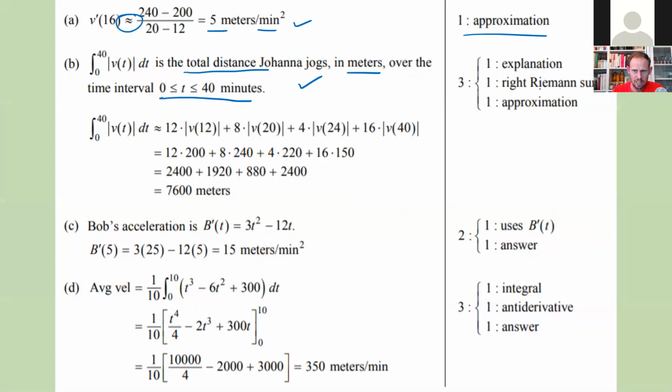We're pretty close enough. Right Riemann sum, so then we did the right Riemann sum. That's this line right there. And then the approximation, basically anywhere from here on down would count for the approximation. So it looks like we had all the right things there. I just wasn't going to work all those out in my head. His acceleration, we took the derivative. So there was the derivative b prime, and we plugged it in and we got 15 and we had the right units. So that was right. The average velocity, so we'll get 1 point for the integral, 1 point for taking the integral, and then 1 point for getting an answer.